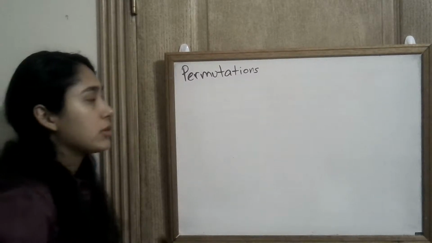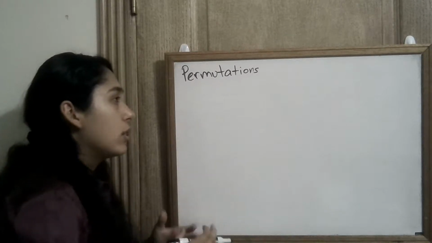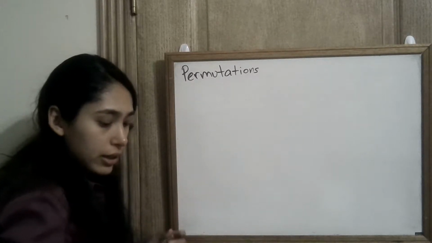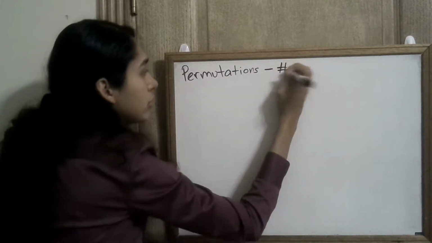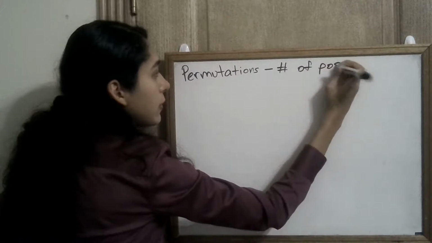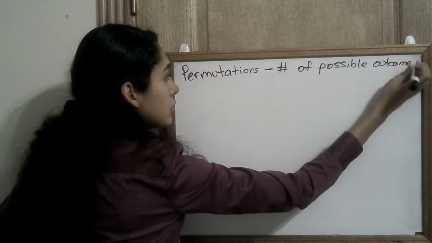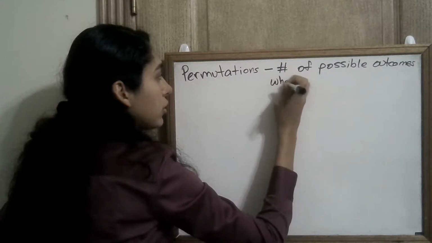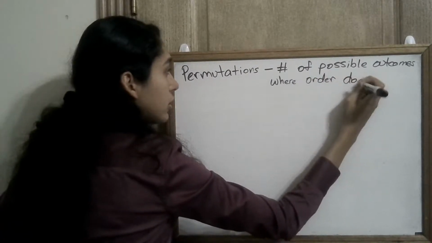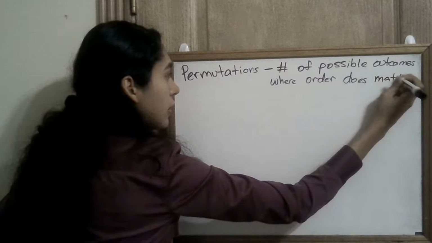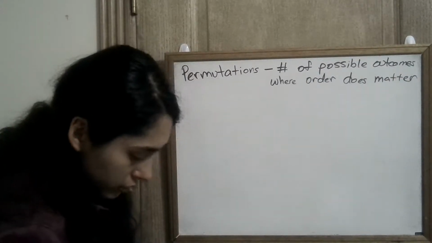In our previous example where we were talking about Pete wanting to make a salad, apples and bananas and bananas and apples, it was the same thing. Here with permutations, we want to find the number of possible outcomes where order does matter. So let's do an example.